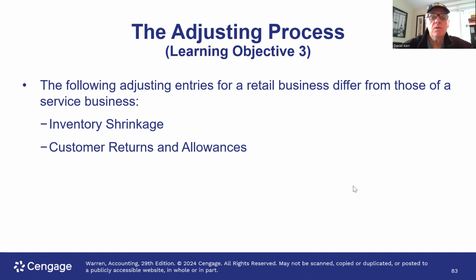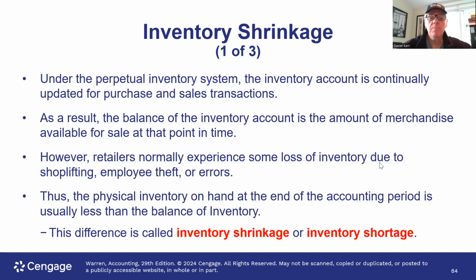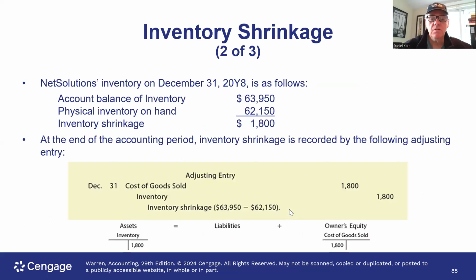is inventory shrinkage. We know we have a perpetual inventory system, but the amount of inventory that we actually have is going to be different than the books and records. And this could be, look at the third bullet here, a result of shoplifting, employee theft, or just errors that we have made. So we count the inventory, and the difference between the inventory per our records and the actual inventory is called inventory shrinkage or inventory shortage. So here's what we've got.